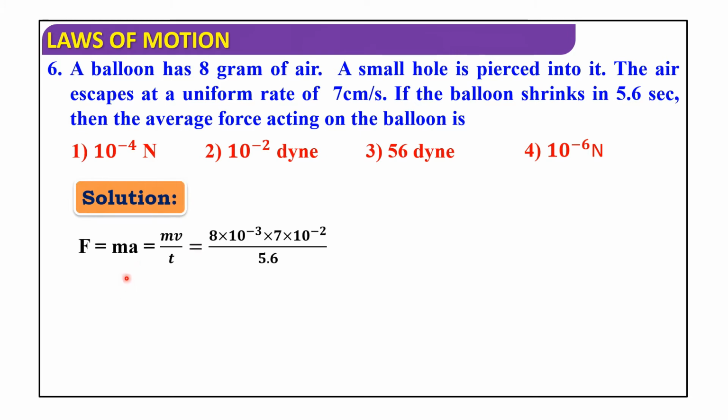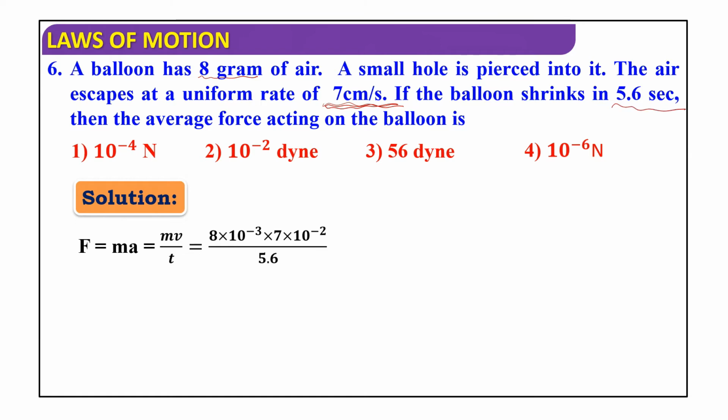From Newton's second law of motion, F is equal to ma. So that is equal to mv by t. Here they given the mass 8 grams, converting into kilograms, that is 8 into 10 to the power of minus 3. And the next, here they given v as 7 centimeters per second, converting into meters, 7 into 10 to the power of minus 2, and time they given as 5.6 seconds.